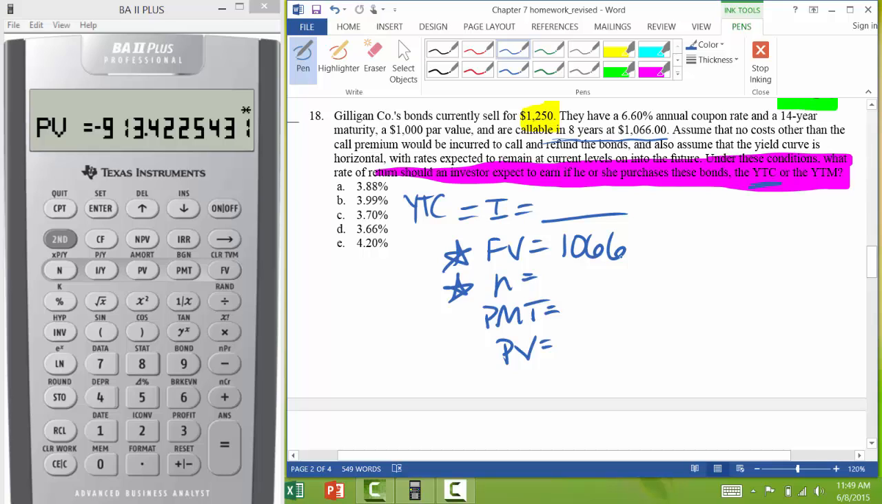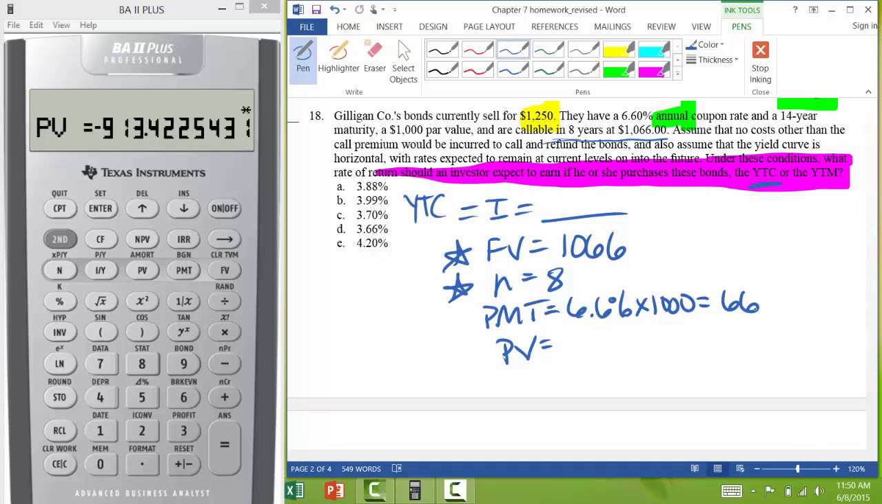N is 8 years, and then I need to check, does this say it's a semi-annual bond or an annual bond? Okay, so annual coupon rate. So it's an annual coupon rate. So I don't have to adjust this 8. And the payment, let's see, 6.6% times 1,000 equals $66 for my payment.